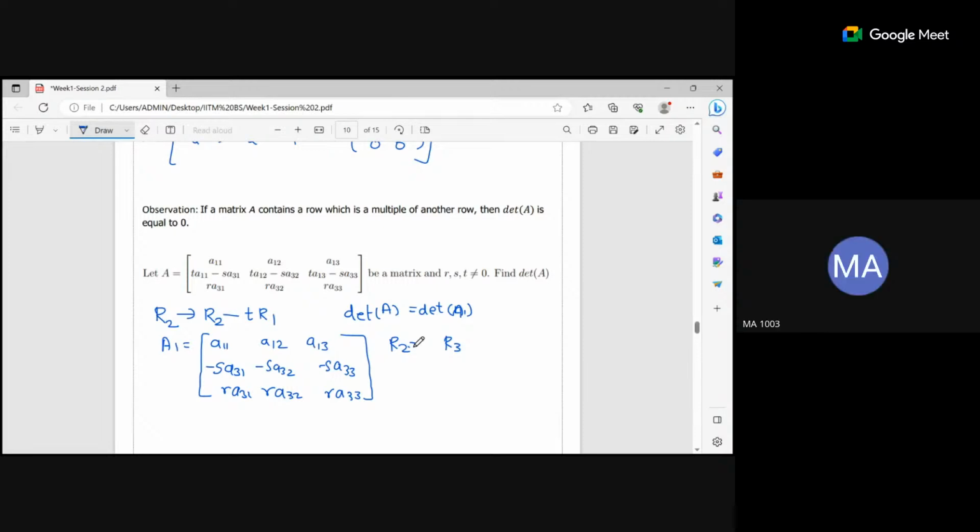If you take the common factors, R2 becomes zero minus s by r times R3. So it means you are writing one row as a multiple of the other. You are already given that all these numbers are non-zero, so it is okay to divide by this number. So R2 is minus s by r times R3. So by the previous property, what is the determinant of A1 then? 0. So it means the determinant of A is also 0. Is this clear for everyone? Yes, ma'am.